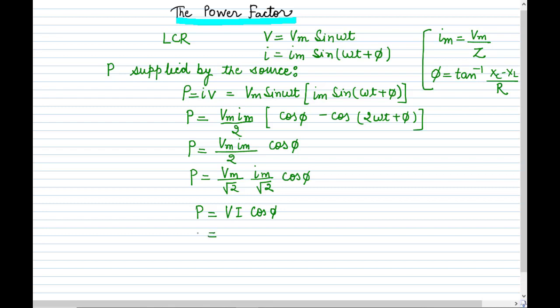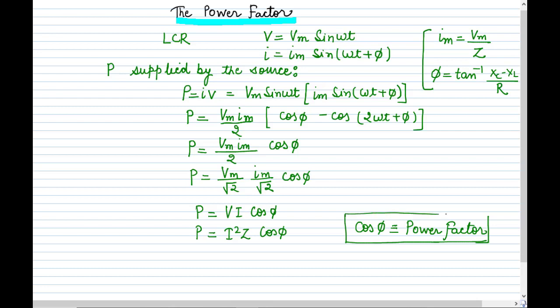Again, because P is equal to I square R, we can also write it in the form of I square R, because V is equal to IR. So instead of R we have impedance, so this is I squared Z cos phi. From this equation, we can say that the average power dissipated depends on V and I and also on the cosine of the phase angle between them. So this cos phi is known as the power factor. So mind this: P is equal to I square R, and here we will have P is equal to I square Z cos phi, and this cos phi is the power factor.